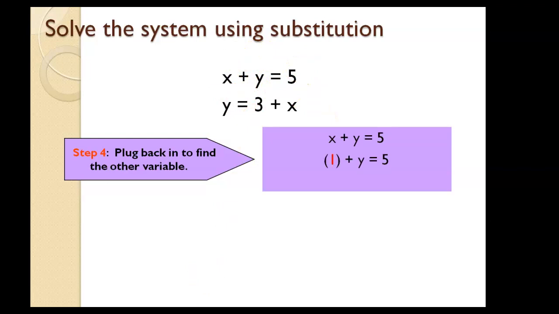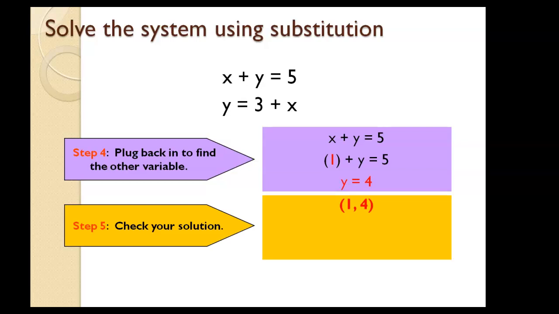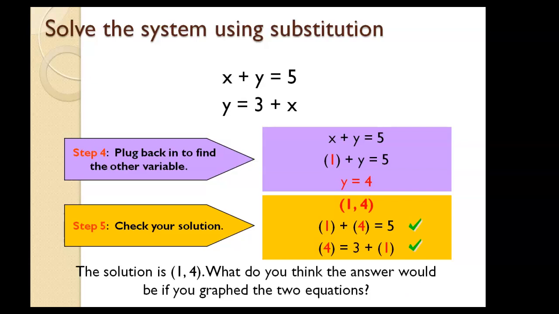So if I plug in x equals 1, then y clearly has to be 4. And my solution is (1, 4), but hold your horses. You have to really plug it back in to check. And I plug it into both equations to check, and they're both correct. So I could say that the solution is (1, 4).